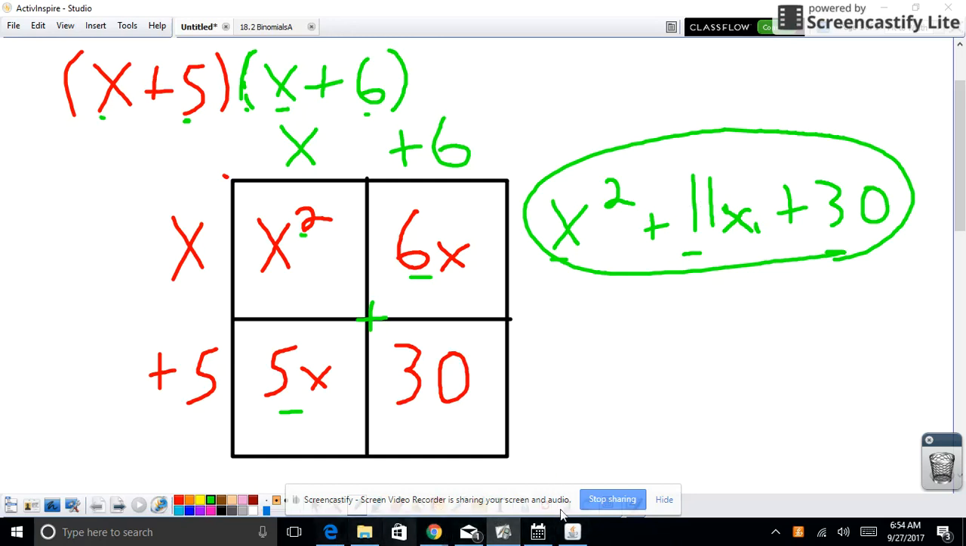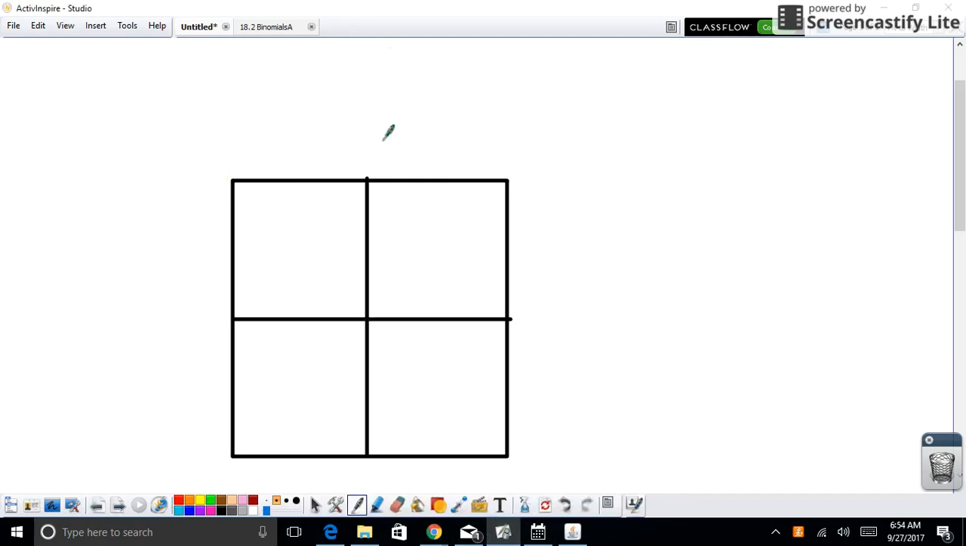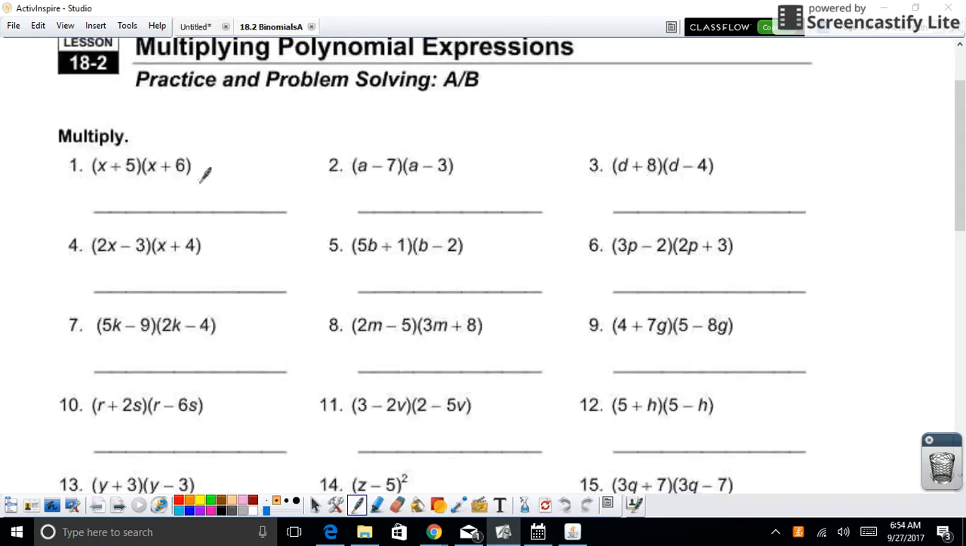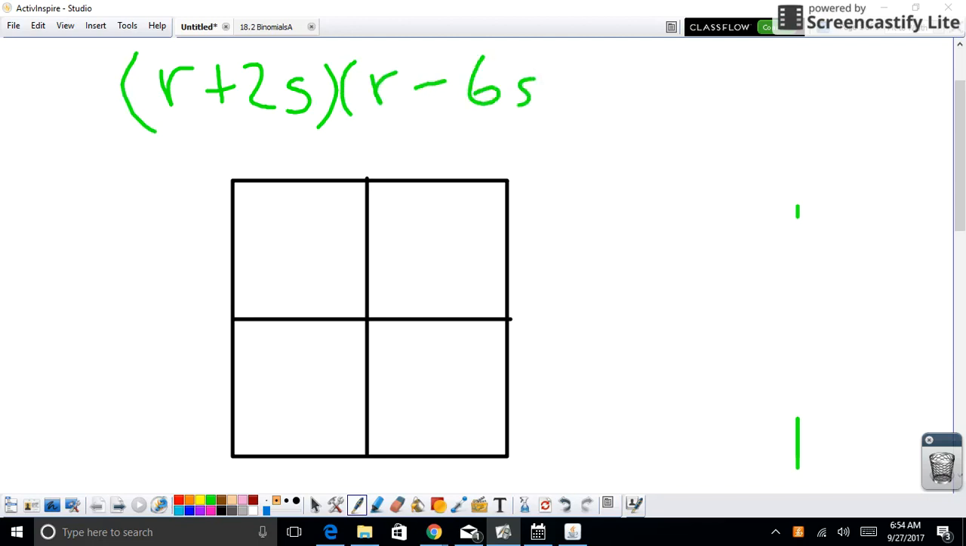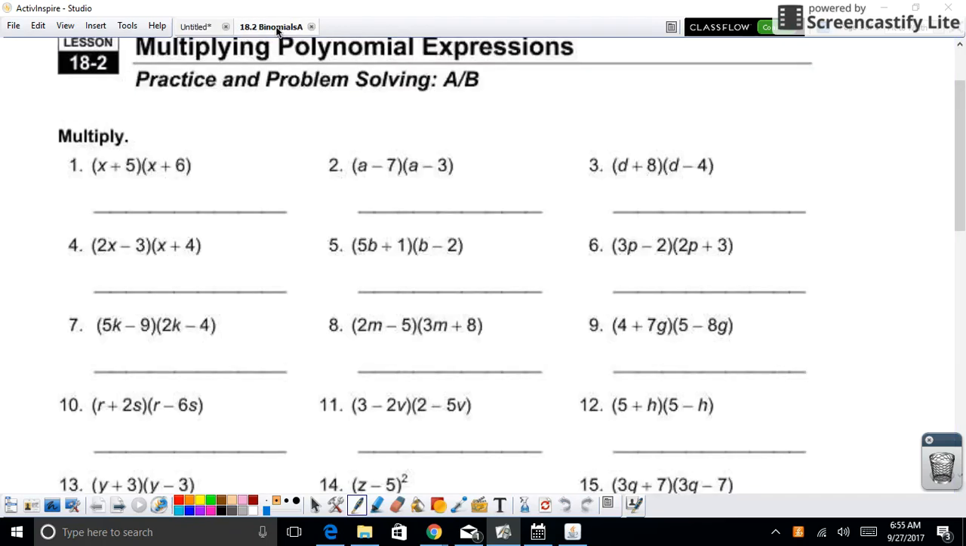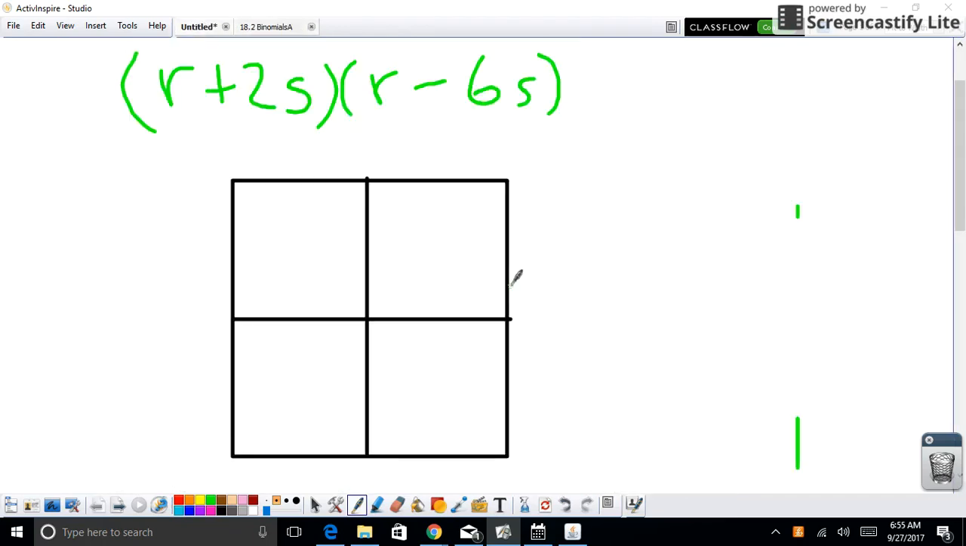I'm going to erase this because, wait, move that out of the way. All right, I'm going to erase this. And again, if I went too fast, go back and rewind it. Okay, number 10. We've got r plus 2s and r minus 6s. Did I write that right? Make sure. Yes, I did. So again, the order does not matter. I'm going to put the r plus 2s here. Oops.